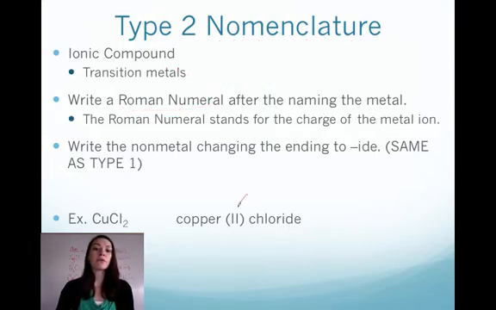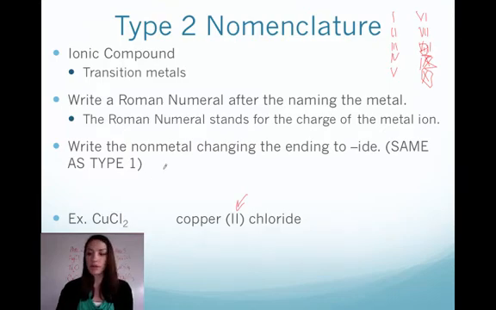We're going to write a Roman numeral after we name our metal. So your Roman numerals: 1, 2, 3. 4 is going to be I and then a V. 5 is going to be V. 6, 7.